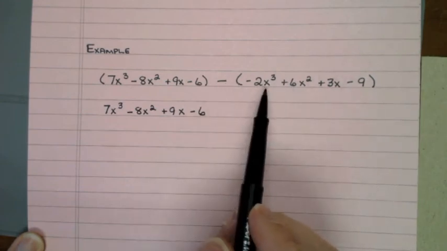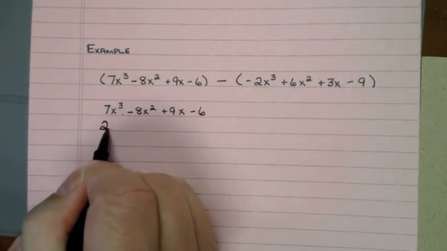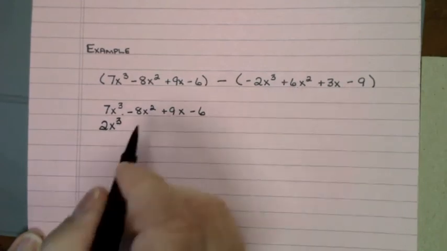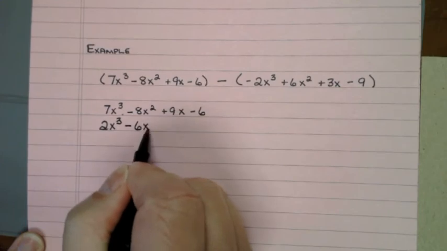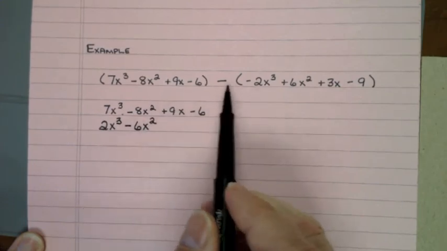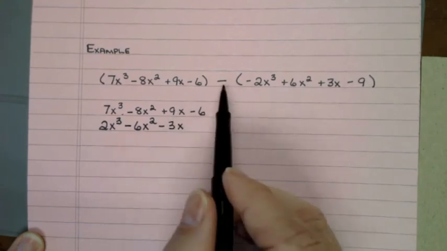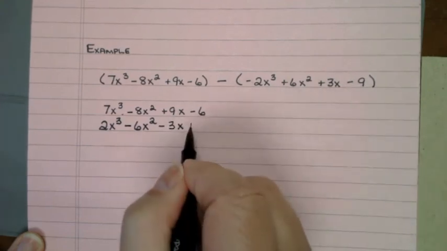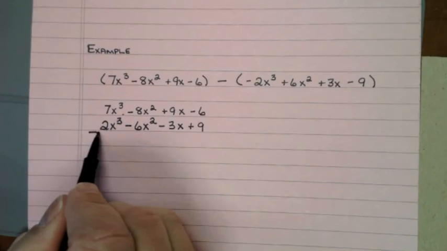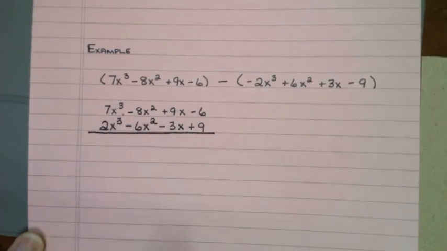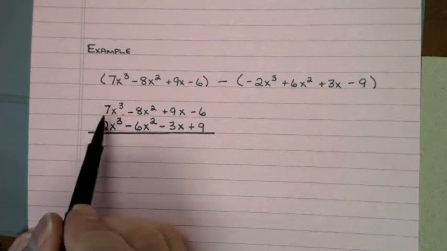A negative and a negative make a positive 2x to the third. A negative and a positive make a negative 6x squared. A negative and a positive make a negative 3x. And a negative make a positive 9. Once I change everything, now all my like terms are lined up and I combine them together.